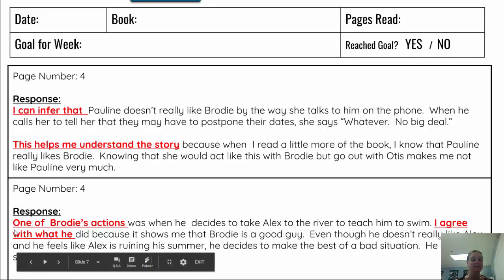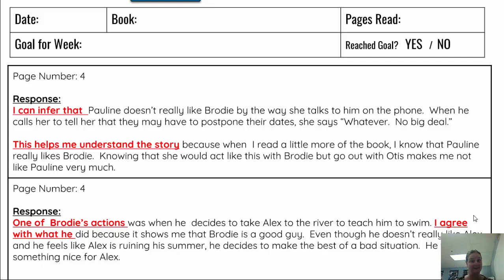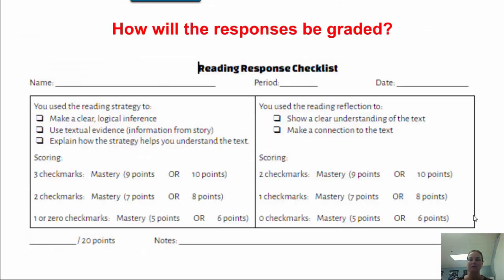And in the bottom, you say one of Brody's actions was when he takes Alex to the river. So that I know that was right from the question. And then, do you agree or disagree? I agree with what he did. You need to have those in there. You need to put part of the question into the answer because there's no question on the sheet. So when we look back at it in a couple of weeks, we know what you're talking about. Okay? All right, so how will the responses be graded?